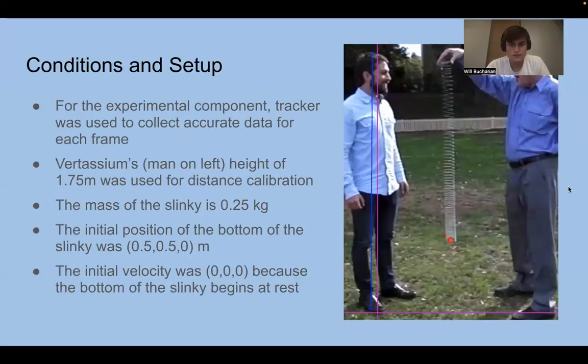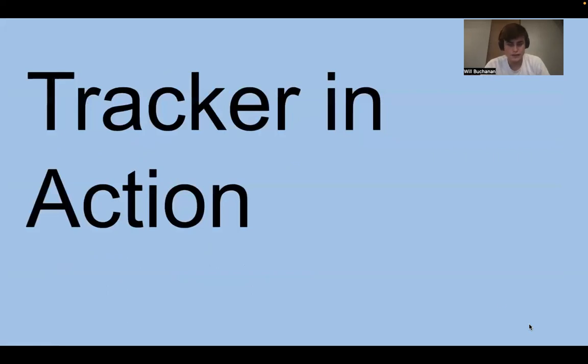For the experimental component, Tracker was used to collect accurate data of each position in the frame. This guy's height right here was used for distance calibration because I knew he was 1.75 meters tall. The mass of the slinky is 0.25 kilograms. The initial position of the bottom of the slinky was 0.5 meters in the x direction and y direction, and we use his right foot for the origin. The initial velocity was 0 because the slinky begins at rest. Now let's see the tracker in action.